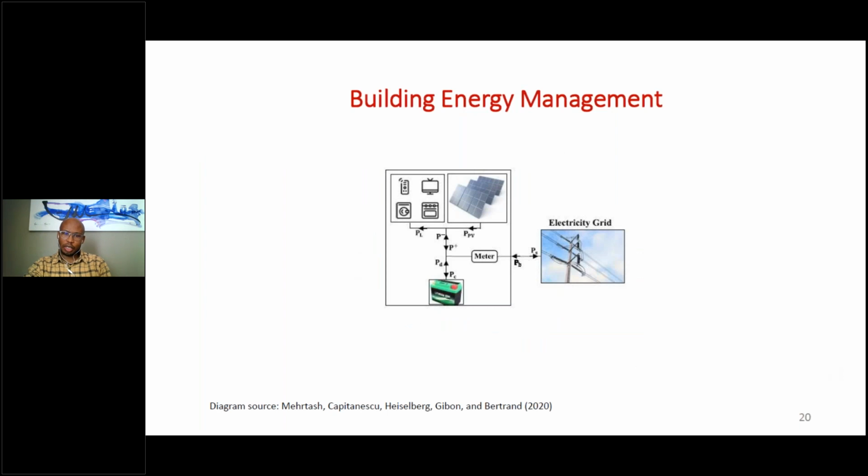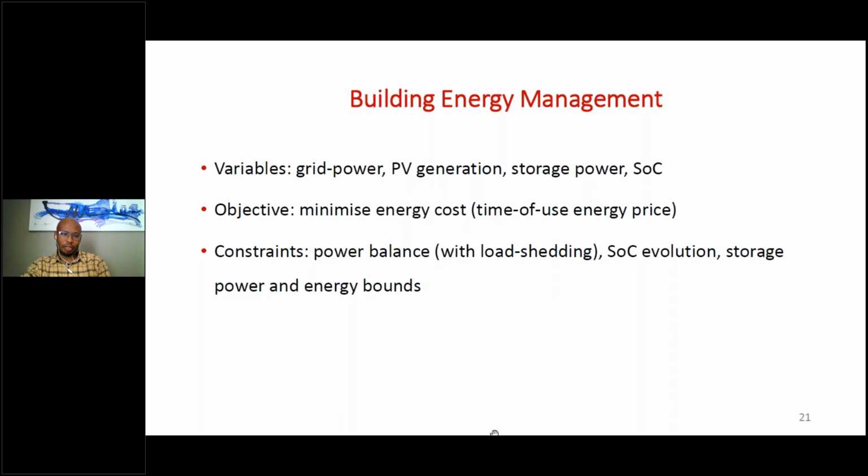Next, we're going to have a look at building energy management. In the building energy management problem, we have load, which in this case we just assume is not controllable. We have PV generation, which can be curtailed if necessary. We have energy storage, and we also have power from the grid. And I must say that in this problem, we include load shedding just to reflect what's happening in SA. This problem has the following variables: grid power, PV generation, storage power, and the battery state of charge.